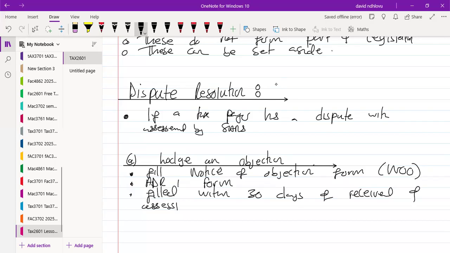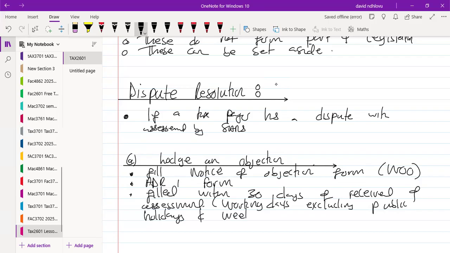If you don't fill it in within 30 days, then your dispute falls away and you have to pay. These are working days, excluding public holidays and weekends. So that's how the 30 days are counted.